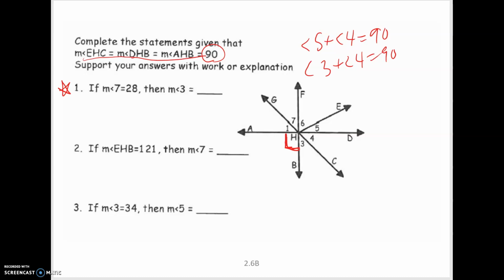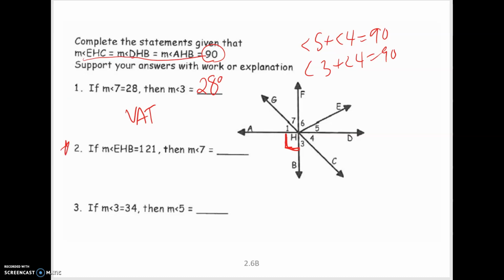Number 1 says if the measure of angle 7 is 28, so I'm going to add that into my picture, 28. How much is the measure of angle 3? You might be looking at this and you're like, duh, Miss Sanders, I've got this one. Those are vertical angles, so that's going to be 28. Okay, so there's my first one. Remember, separate problems, so I'm going to take away that 28.